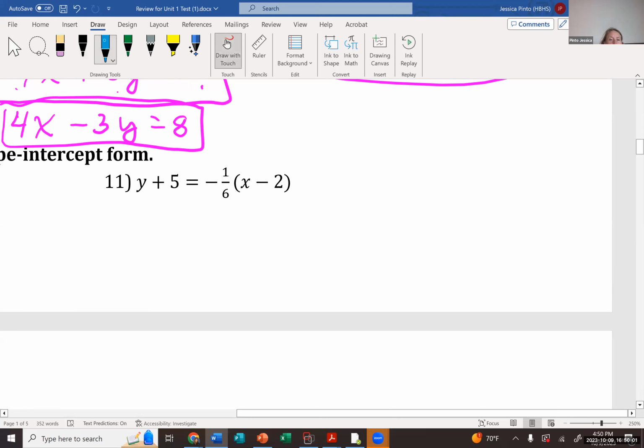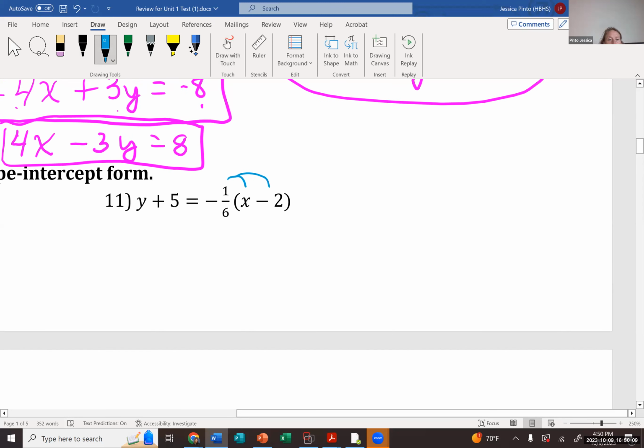So we're going to distribute to solve for y in this case. Let's do this blue. So it's going to give me negative 1/6 x positive, negative times a negative, 2 divided by 6 is going to be 1/3.